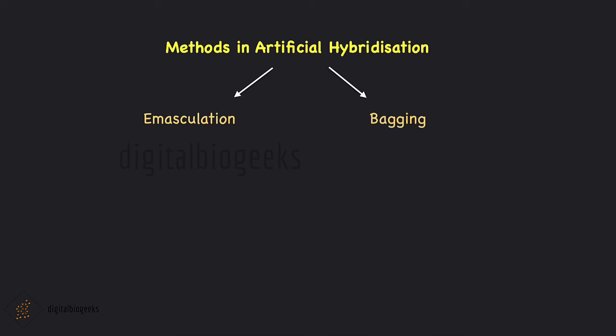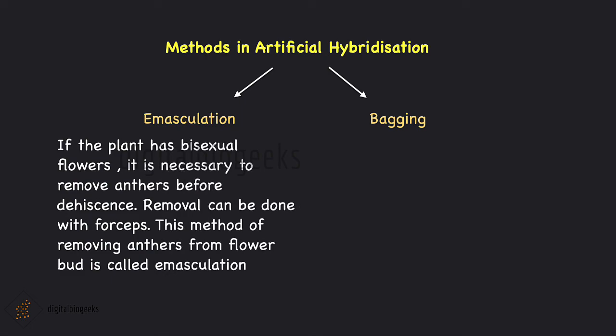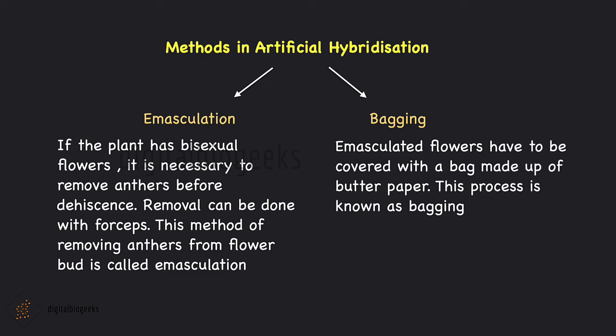If the plant has bisexual flowers, it is necessary to remove the anthers before dehiscence. Otherwise, autogamy might happen. The removal of anthers can be done with the help of forceps. This method of removing anthers from flower bud is called emasculation. Even though the anthers are removed, there is still a possibility that pollen grains from other flower could fall on the stigma. To avoid this, the emasculated flowers have to be covered with a bag made up of butter paper. This process is known as bagging.